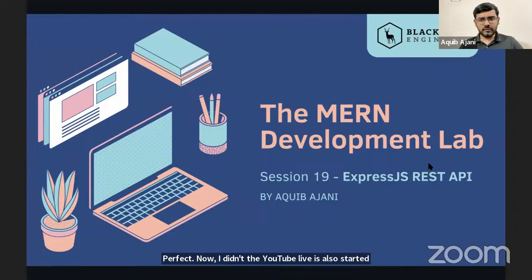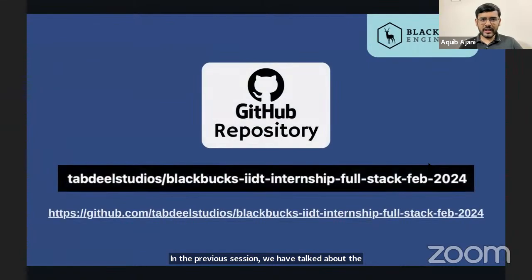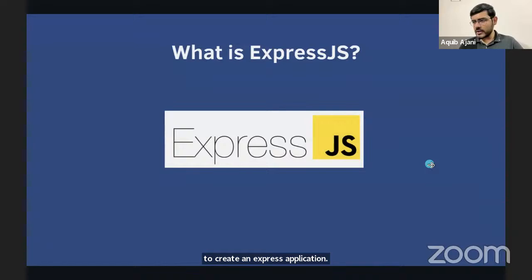In the previous session, we talked about the fundamentals of Express. We took a look at how to create an Express application, what Express is, and what role it plays. It basically helps us create all the APIs. Like I was saying, Express is basically used to create API endpoints.